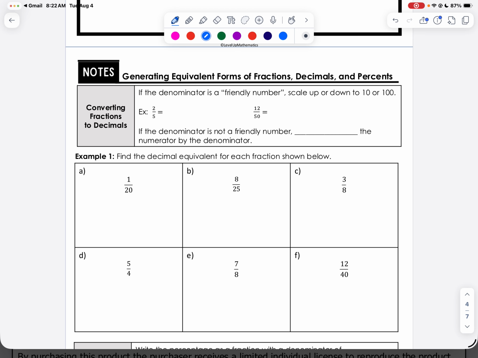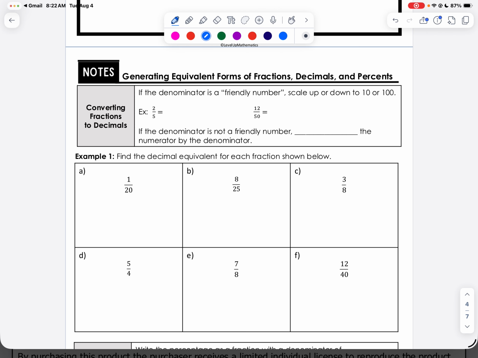When we're converting from fractions to decimals, there's two ways we can do it. If the denominator is a friendly number, in other words, a number that you can scale up or down to 10 or 100, then you simply scale that number to 10 or 100 and write your decimal from there. If the denominator is not a friendly number, then you're just going to divide the numerator by the denominator. So let's start with the friendly numbers first.